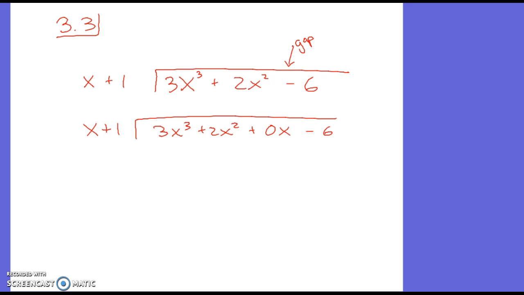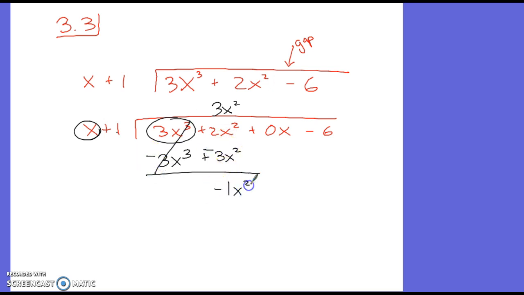Then you want to ask yourself, what can I multiply? Focus on just this piece right here and focus on this piece. What can I multiply to x to get 3x cubed? That would be 3x squared. You're going to take this and multiply it to each piece. So I get 3x cubed plus 3x squared. Subtract. So that gives me 0 and negative 1x squared. Bring down your next piece.